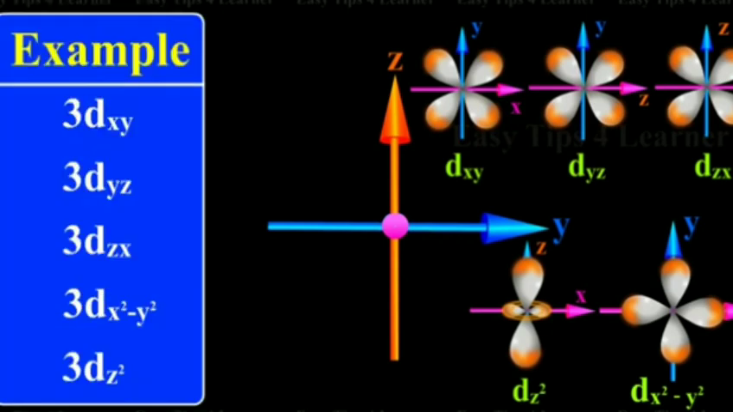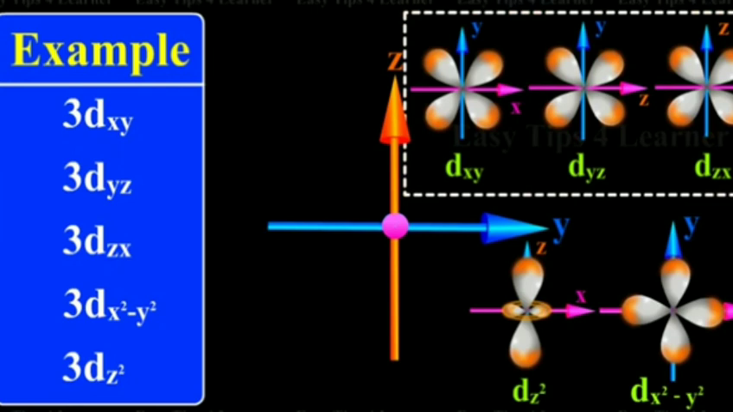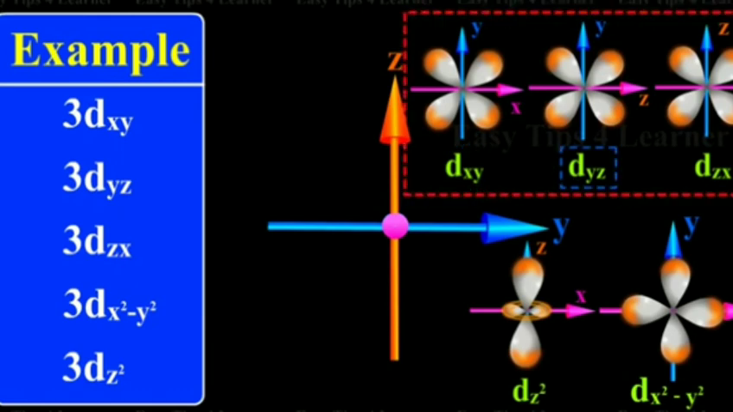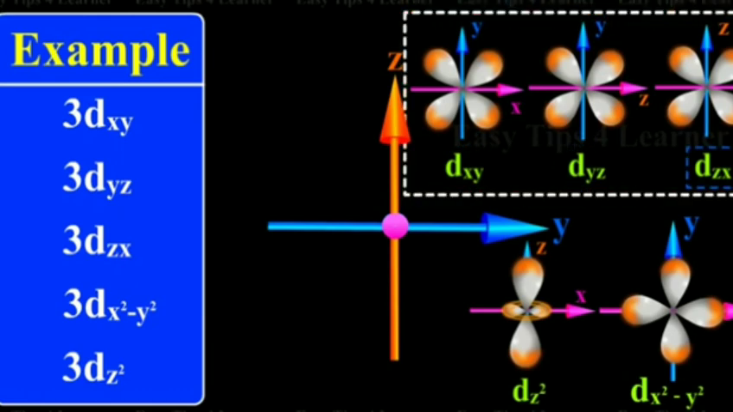For example, 3dxy, 3dyz, 3dzx, 3dx square minus y square, and 3dz square. The dxy, dyz, and dzx orbitals have the same shape, that is cloverleaf shape, but they lie in xy, yz, and zx planes respectively.